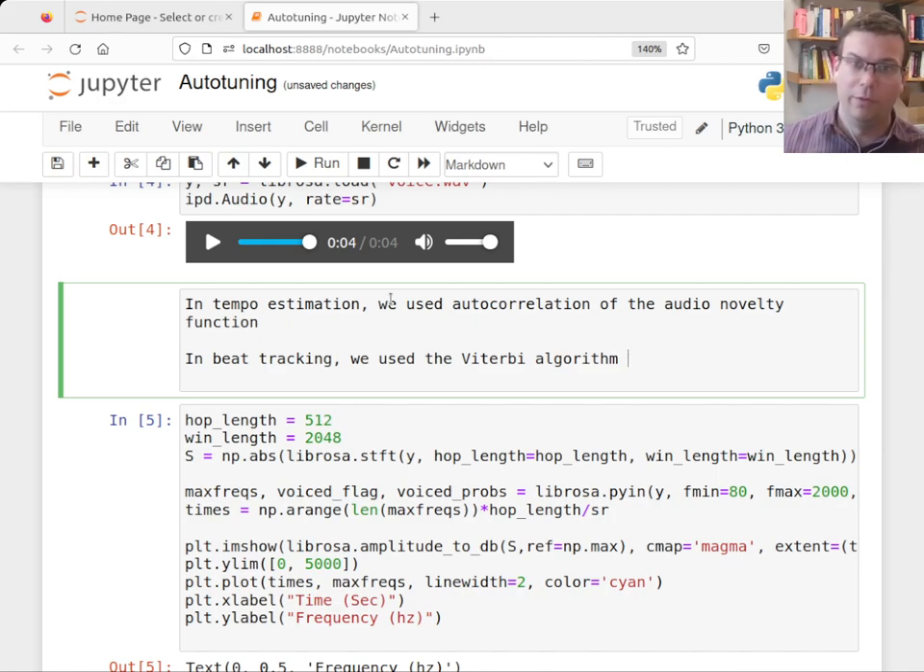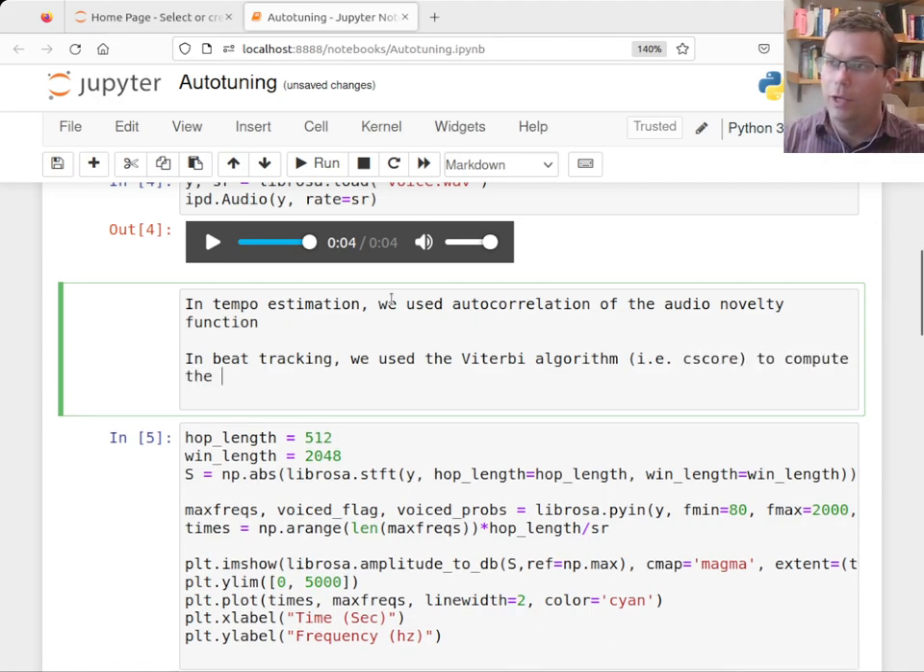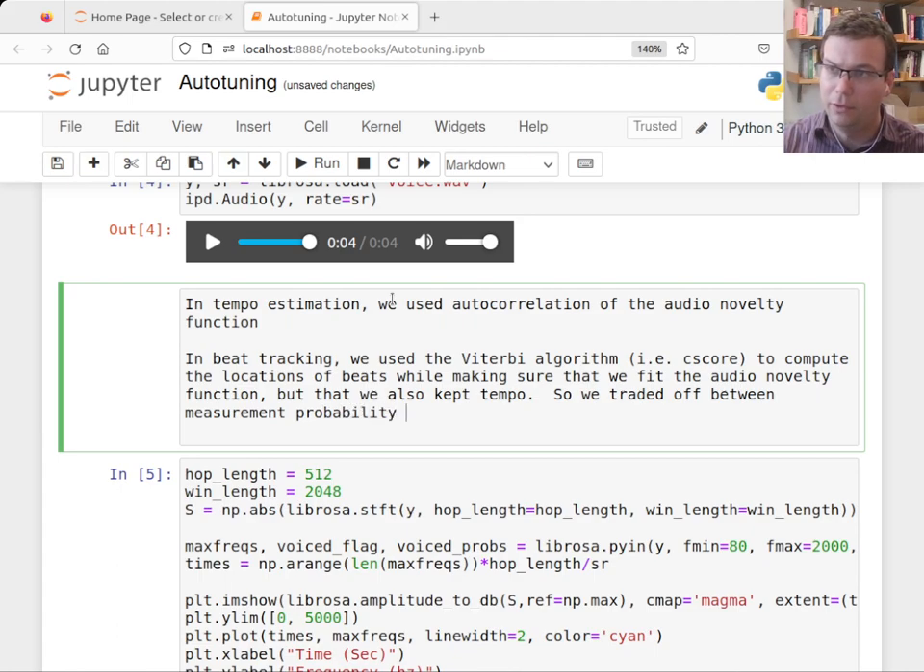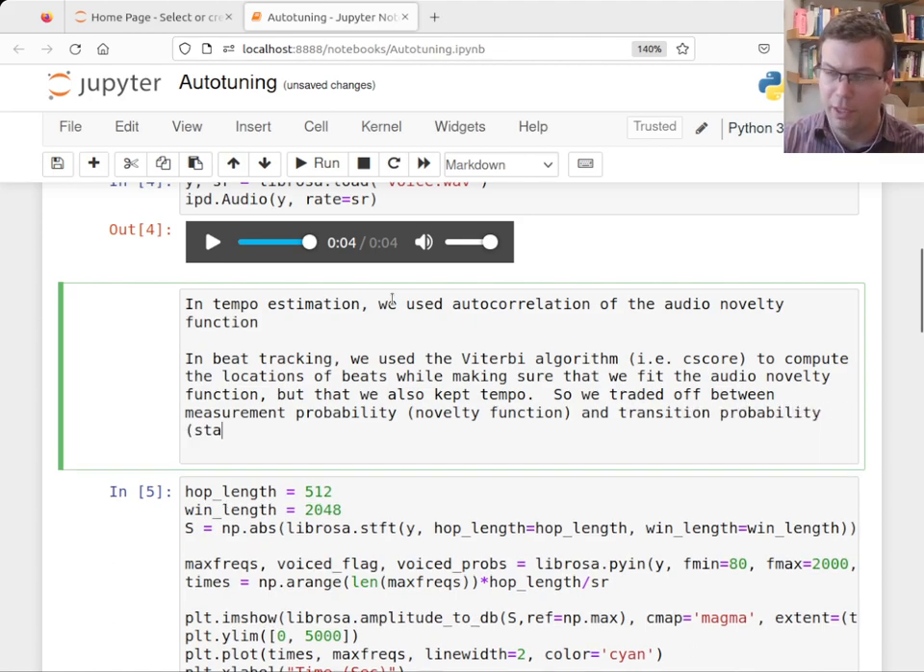That's what it was called when we computed the C-score and the backlinks, to compute the locations of beats while making sure that we fit the audio novelty function, but that we also kept tempo. So we traded off between measurement probability, so this was the audio novelty function, and transition probability. So this was the staying on tempo.